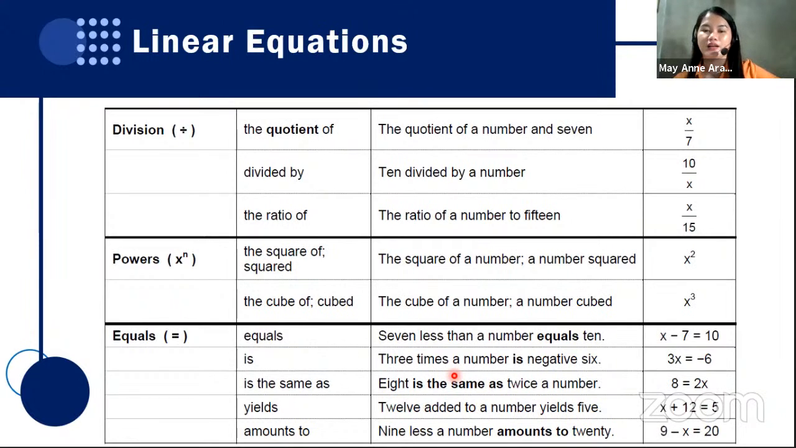Take note of the word is, ha. And is the same as, equal din yun. So 8 is the same as twice a number. So 8 is equal to 2x.